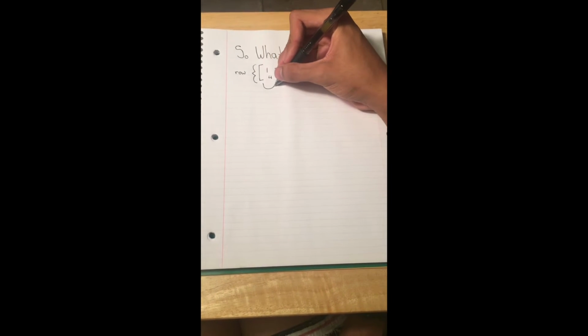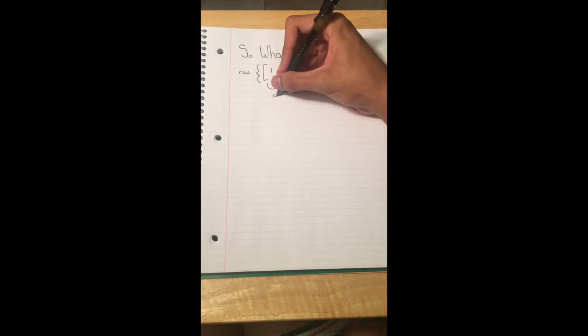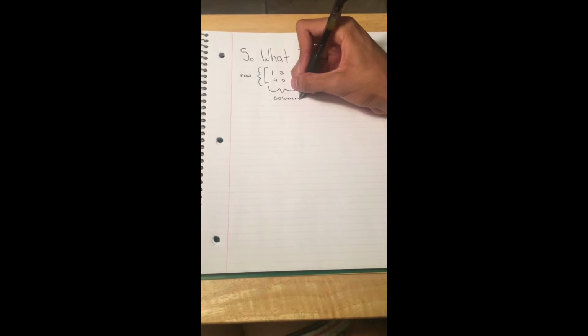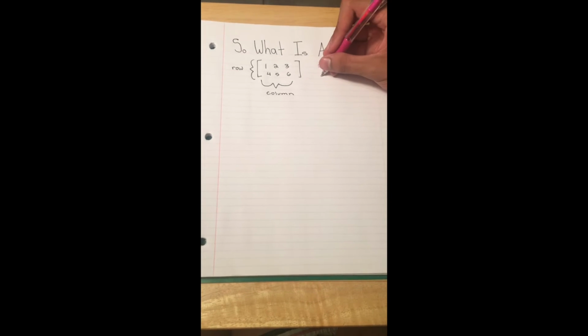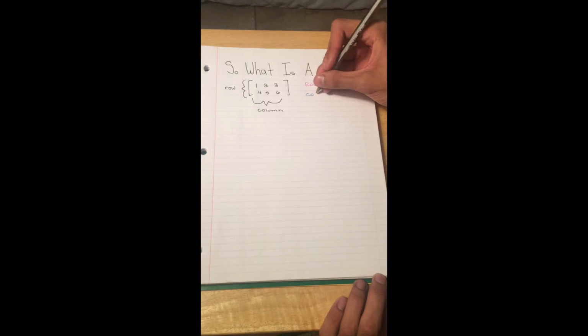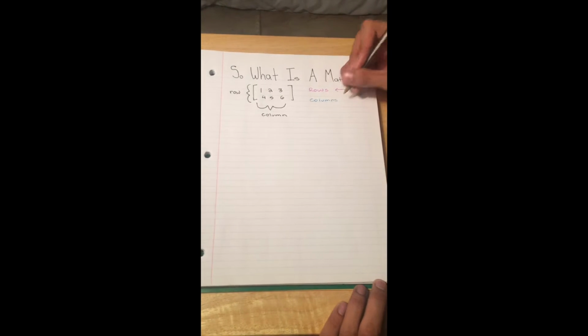A matrix has a row, and it also has a column. An easy way to tell the difference between the two is that a row is going to go from side to side, or left to right. But the column isn't the same. A column is going to go from up to down.